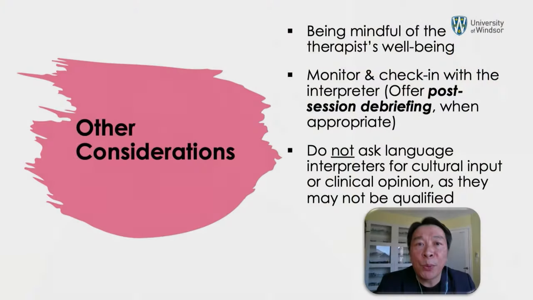Okay. A few final points as we wrap up this video presentation. Be reminded that the interpreter is the third person in the therapy room. Interpreters attentively listen and absorb everything that is being said by the therapist and the client. Indirectly, their thoughts and feelings can be profoundly affected by the content of what the client communicated during the session, including pains and traumatic memories.